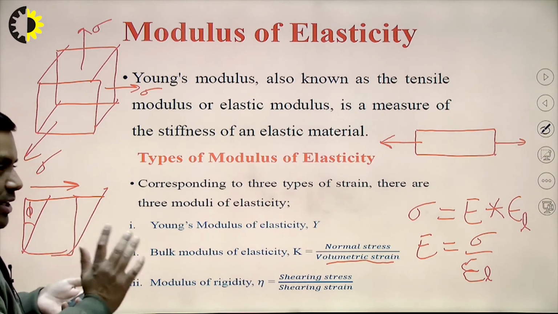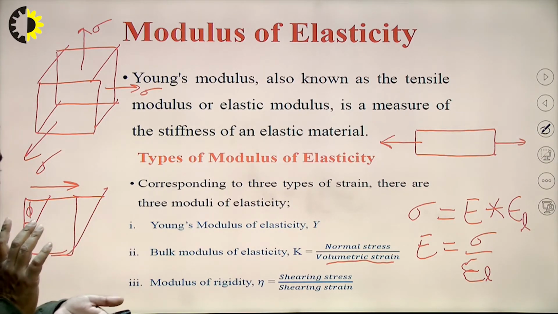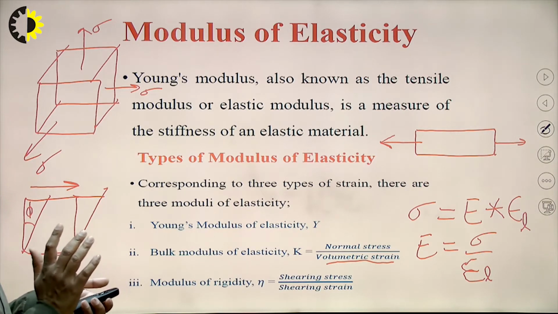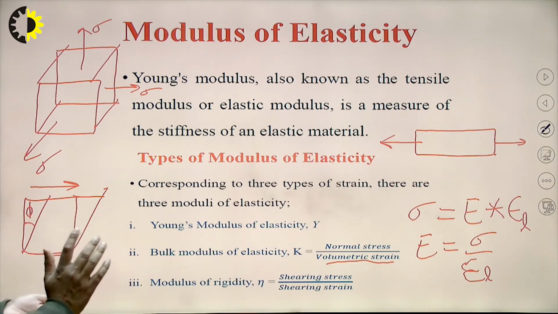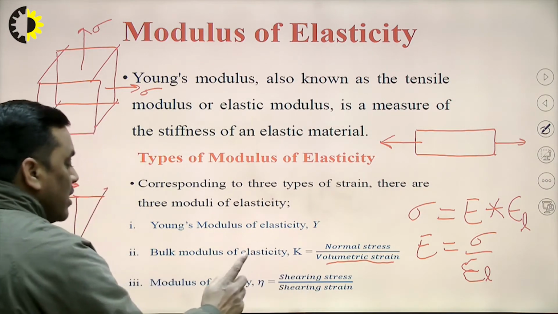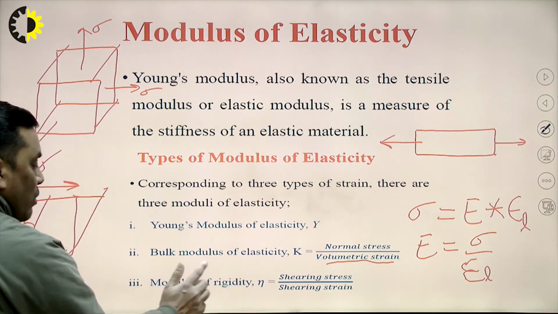So, modulus of rigidity, rigidity is the term related to shape change, okay. So, resistance against the change of shape. Whenever we are dealing with shearing stress and shearing strain, then the modulus is named as modulus of rigidity.